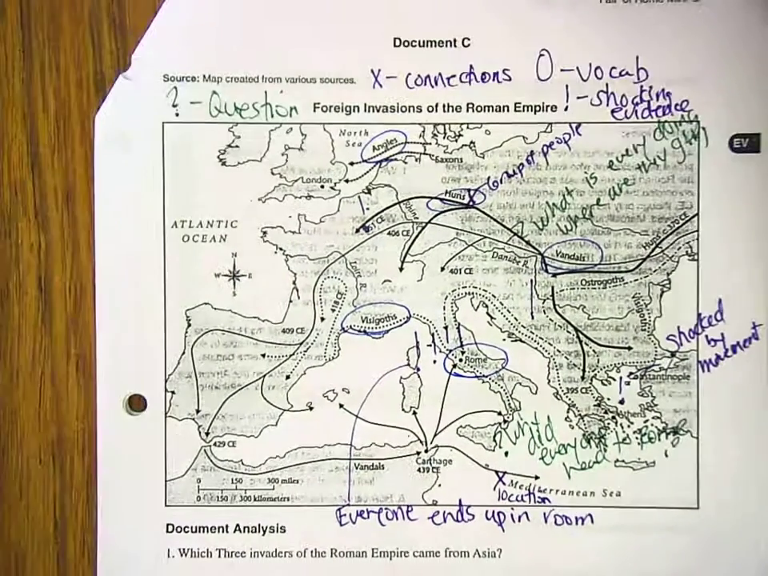It doesn't have to be just a map. It could be in any sort of document when you're reading any written work. This one just happens to be a map. So that is how you annotate using symbols.